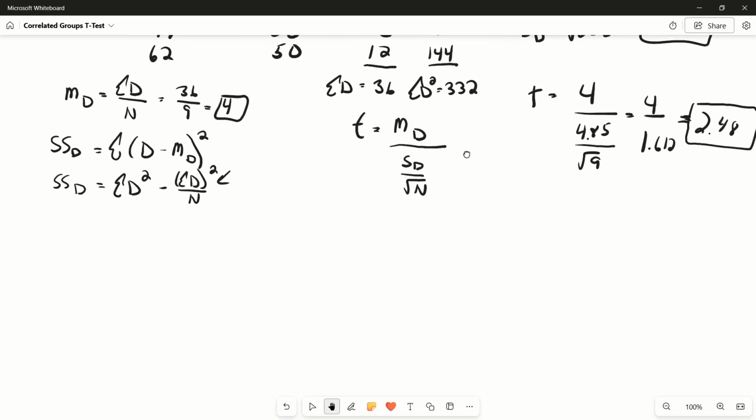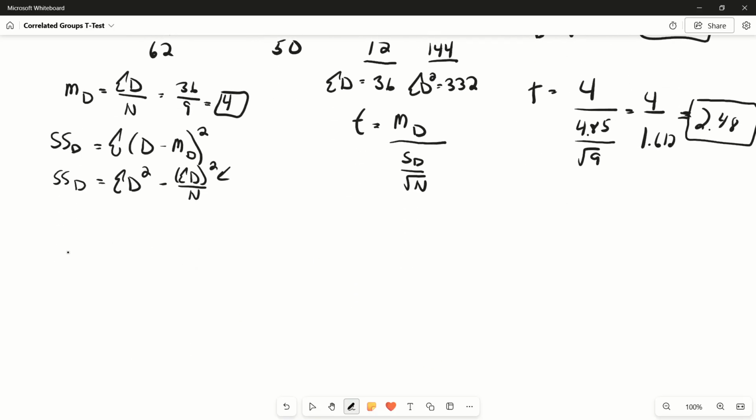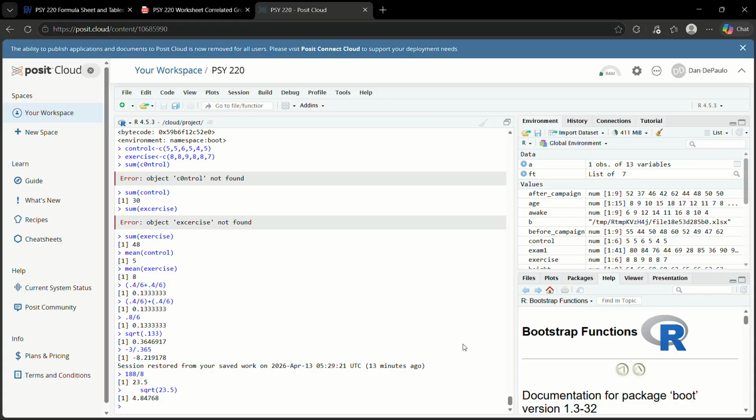And now we've got to look for our critical t. Our degrees of freedom is the number of scores minus 1, the number of pairs of scores. So we have 9 pairs of scores minus 1 gives us 8. And so we need to find the critical value at, I think, 0.05 for this problem. Let's take a look.